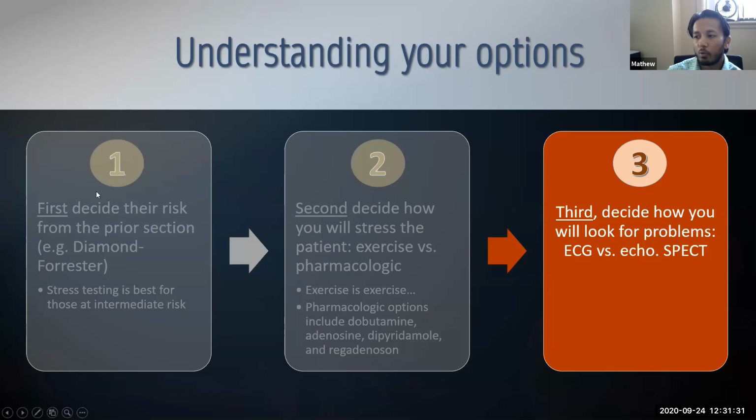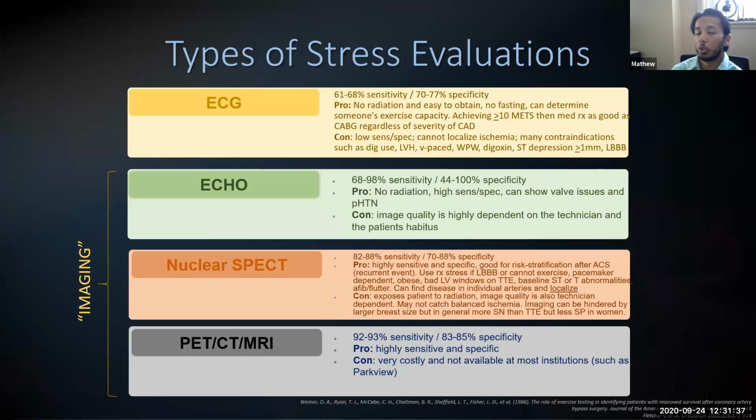So we've done questions 1 and 2. We've figured out what their risk is. We've decided how we're going to stress them. Now we need to look at the actual imaging and find out how are we going to look for those changes to show up after we've given them the stress. So this is a chart that I made that hopefully Neil also likes.